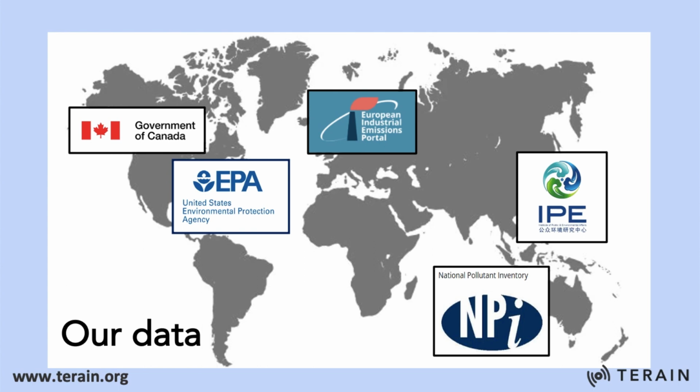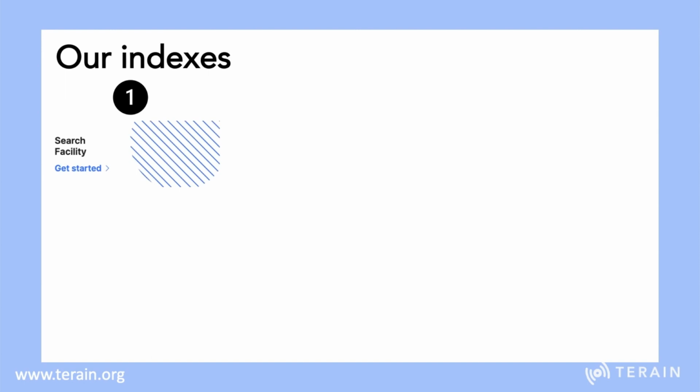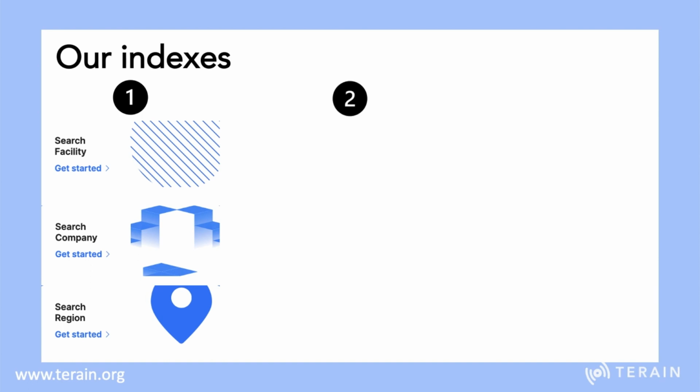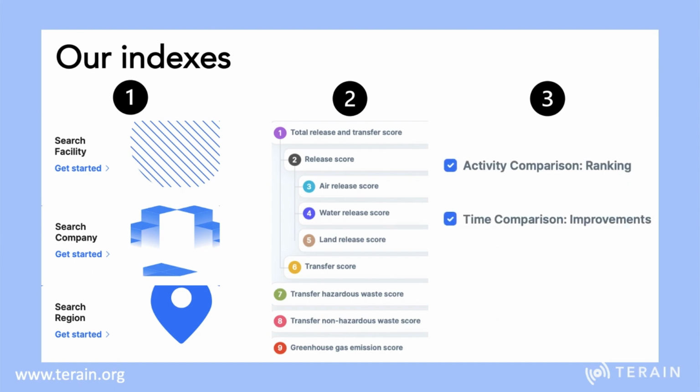But how do our indexes work? Our indexes are the representation of the data that derives from the queries that you can conduct at our platform. These queries are based on three main aspects. One, whether you are interested in the data at the scale of a facility, a company, or a whole region. Two, which out of the nine environmental impact scores you want to be reflected in the indexes. And three, the type of comparison that you want to conduct, be it activity performance, improvement, and volatility.